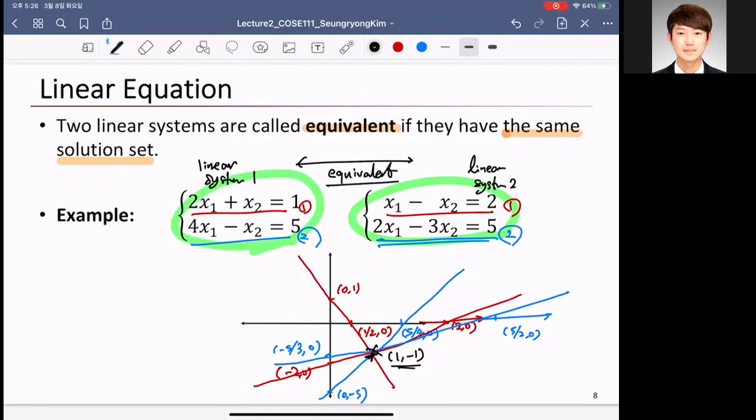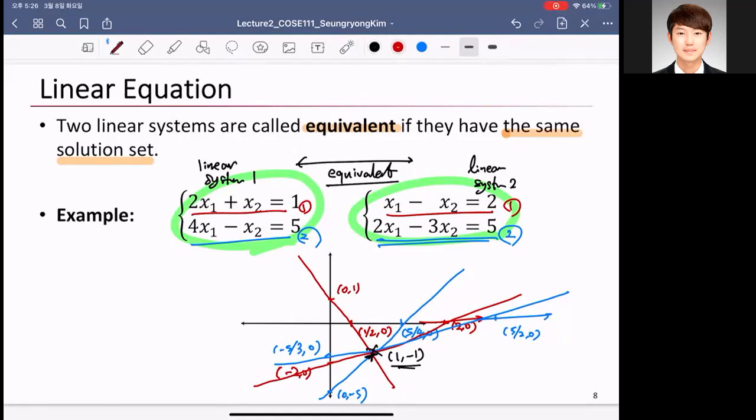Or the two linear systems are equivalent, or the equivalence systems, right? Or the linear system 1 and linear system 2 are equivalent. Anyway, in this case, these two linear systems are equivalent.